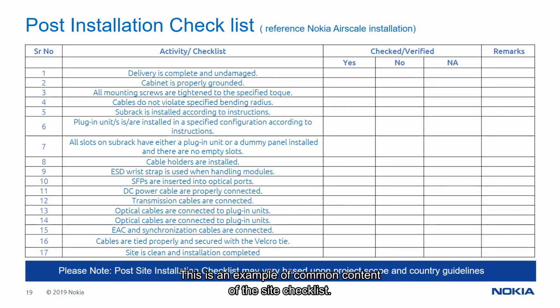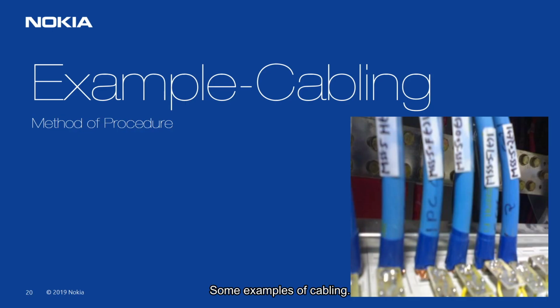This is an example of common content of the site checklist. Do remember that the site's checklist content may vary project by project due to the different customer requirements or local regulations. Some examples of cabling.